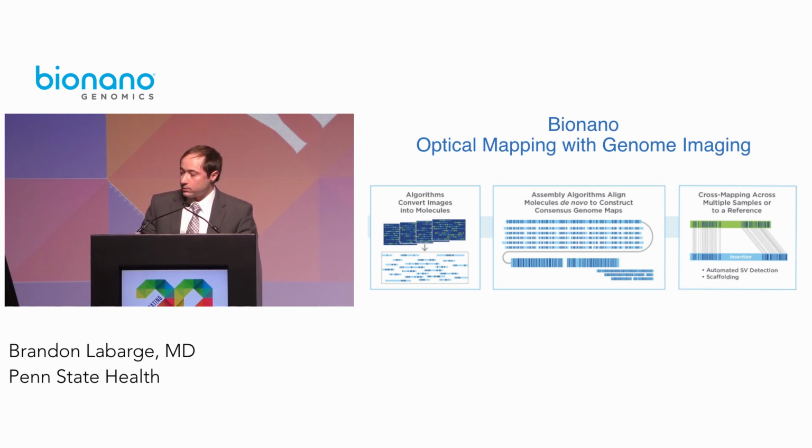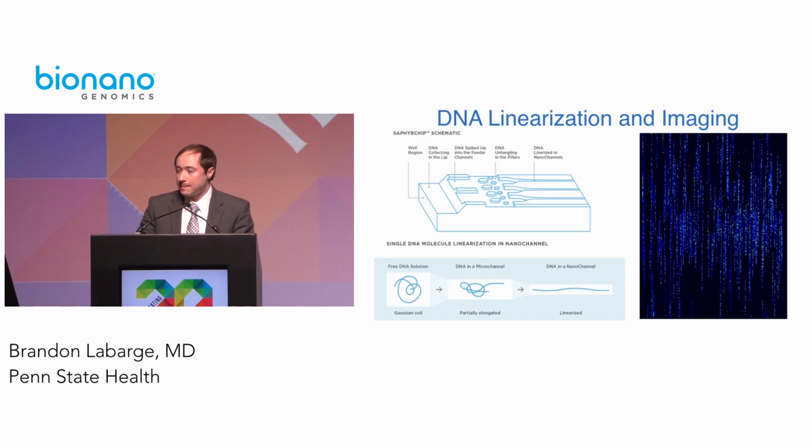Once you have these genome maps, which are shown in blue, you can compare them to a reference. So for human, like the HG38 reference, which has also been labeled with the same enzyme. And then you can detect structural variations like insertions, deletions, and translocations by comparing the reference to your genome.